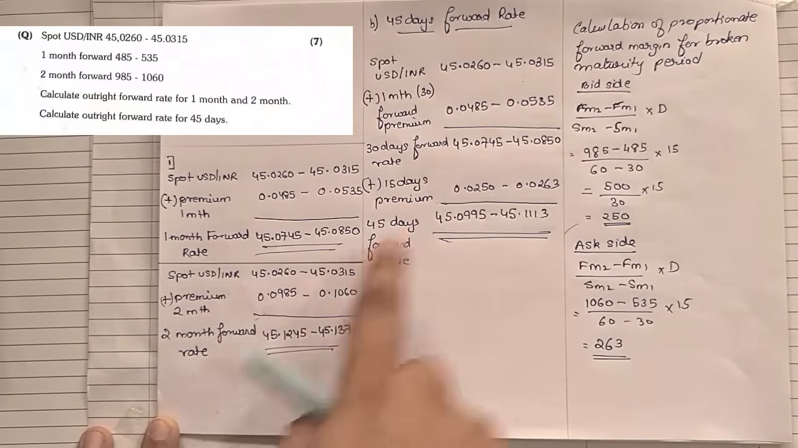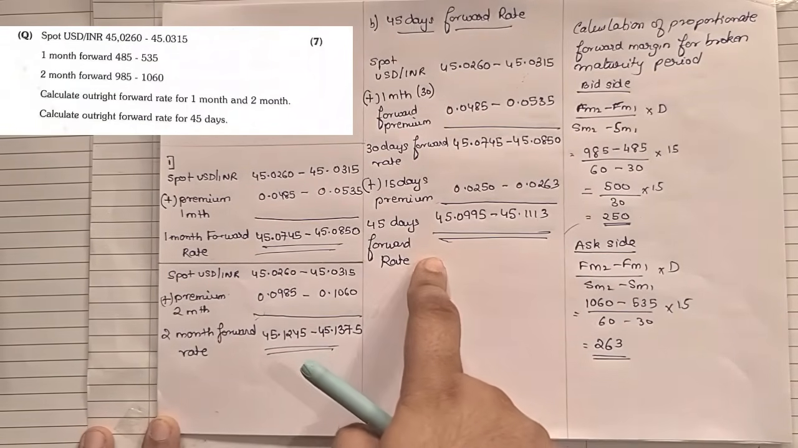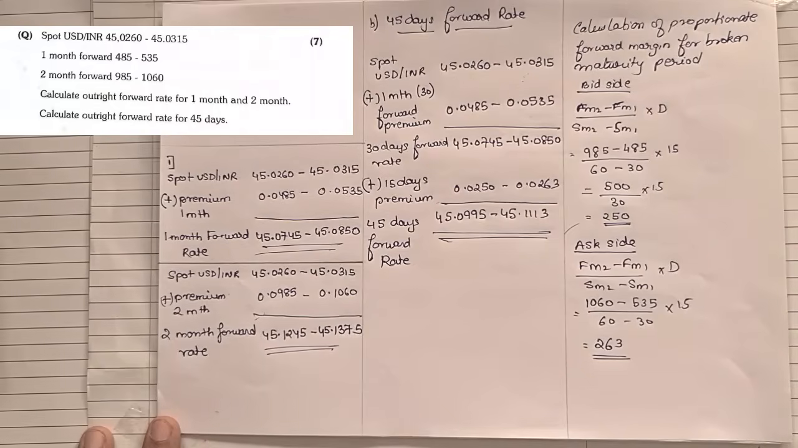So this was 1 month, 2 months, and this is my 45 days forward rate. So this was the second question. I hope everyone has understood that. So now we'll jump to the next. The next question was question number 3, it was question 3P and then 3Q. So let us start now with question number 3P.